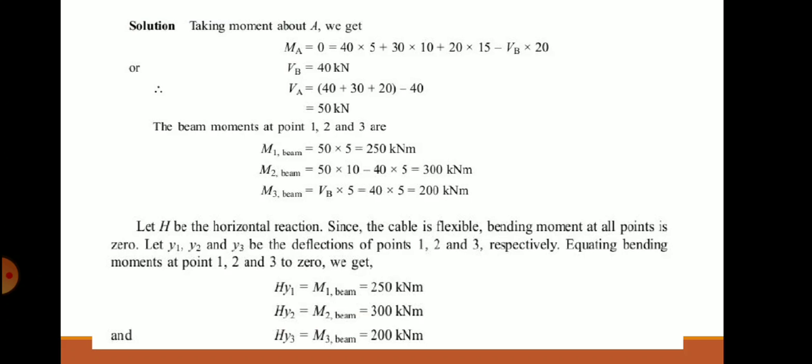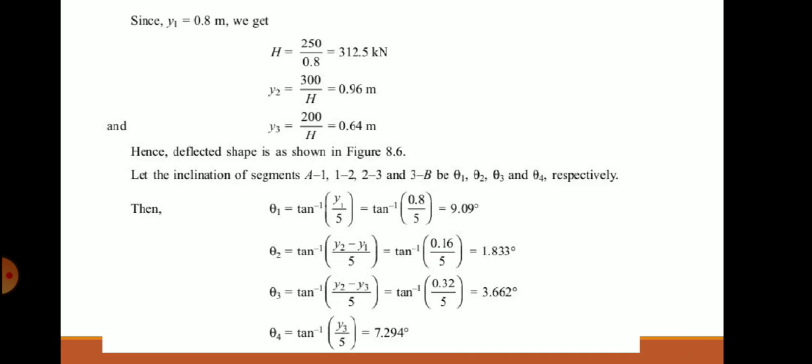Along with that, you have the equations. If H is the horizontal reaction, then H Y1 is equal to M1 beam, H Y2 is equal to M2 beam, H Y3 is equal to M3 of the beam, the corresponding beam moments. In the first equation, H Y1 is equal to M1 beam. You know Y1, so you can find out H. In the second equation, having known H, you can evaluate Y2, and in the third, you can find out Y3. Since Y1 is 0.8, you can find H and substitute it in the next equations. Y2 and Y3 are evaluated.